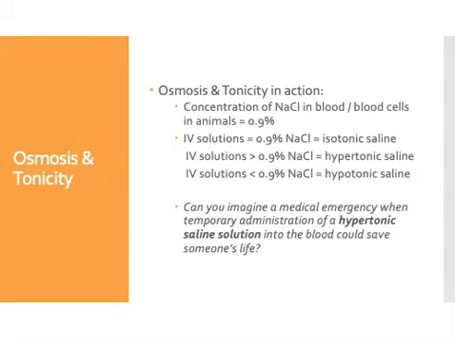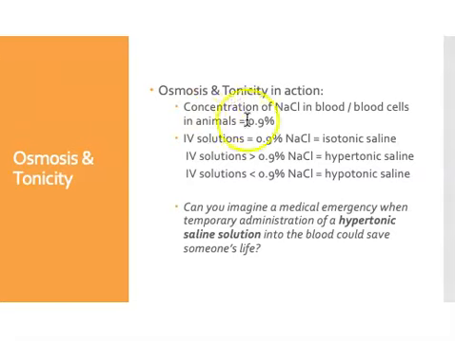Now let's think about osmosis and tonicity in the human body. Remember, we've said that humans have anywhere from 60 to 75% water in their body. It's not pure water, though. It's salt water. It's saline. And we've said that the concentration of the sodium chloride inside the human body is about 0.9%. That's what we mean when we talk about saline, or what's sometimes called normal saline. It's a concentration of 0.9% sodium chloride.